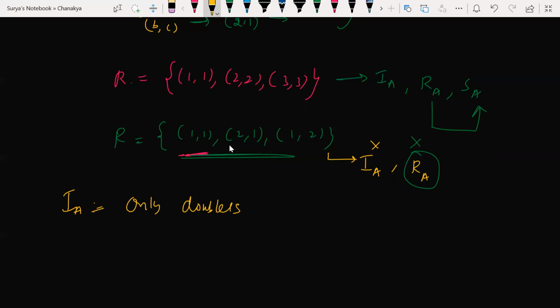Only doublets. Only doublets is nothing but all doublets, not one doublet. Understand my point? Yes, sir. Every doublet, not all doublets. Okay, all doublets should be there, not 1 or 2 doublets.